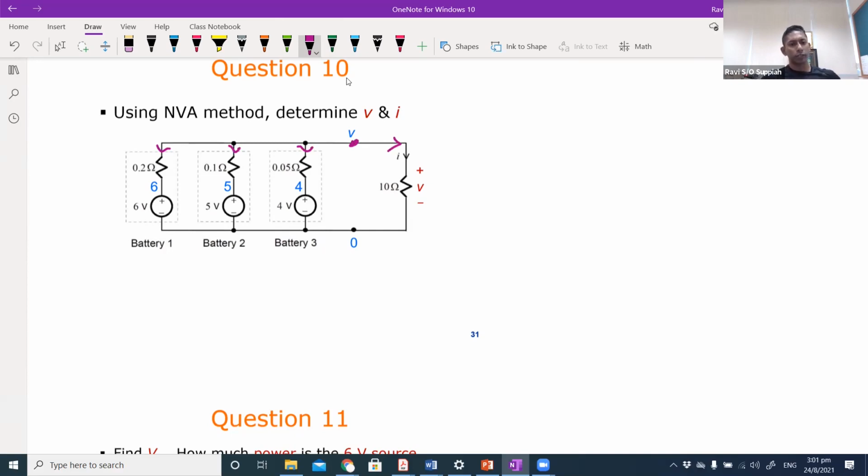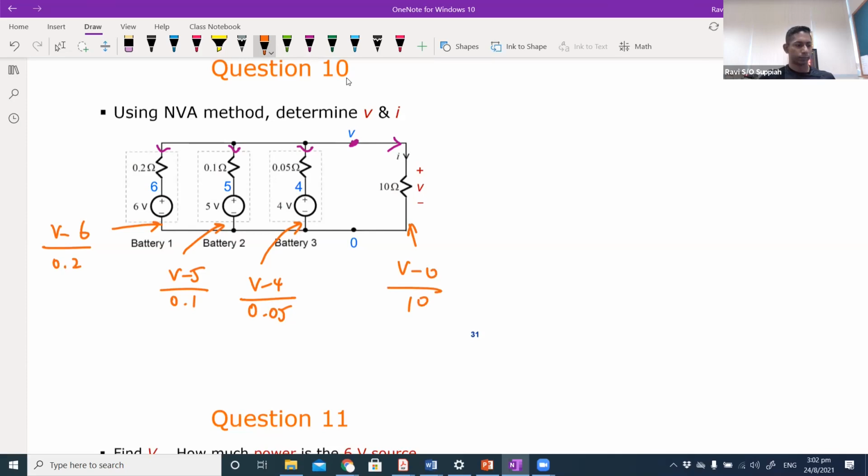So the expression that we will get is V. If we take this branch over here, you will get the expression V minus 6 over 0.2, because that is the current flowing into this branch. Same thing over here, you will get V minus 5 over 0.1, and in this branch it is V minus 4 over 0.05, and in this branch it is V minus 0 over 10.